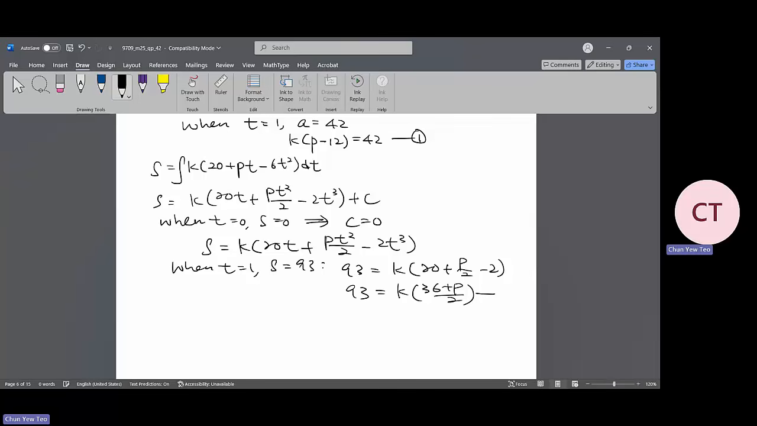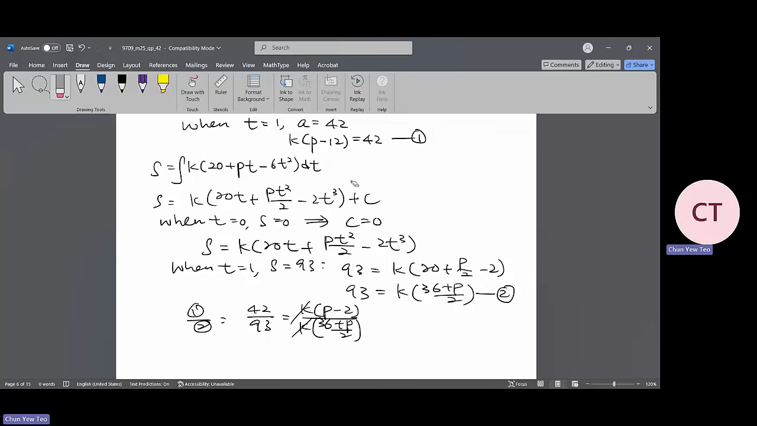That will be my second equation. Okay, so I will take the first equation divided by equation number 2. Then I get 42 divided by 93 is equal to the k of the b minus 2 divided by the k of the 36 plus b over 2. Cancel the k. So you will solve it, the relationship.